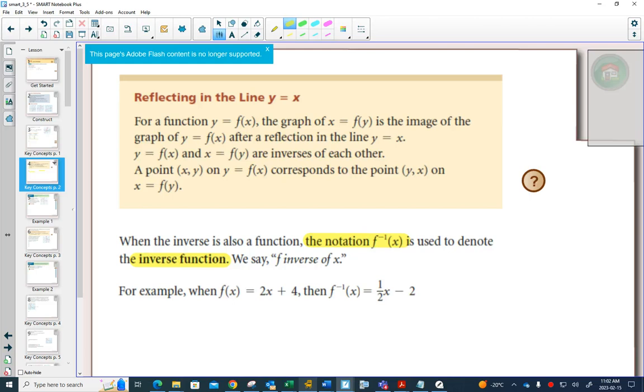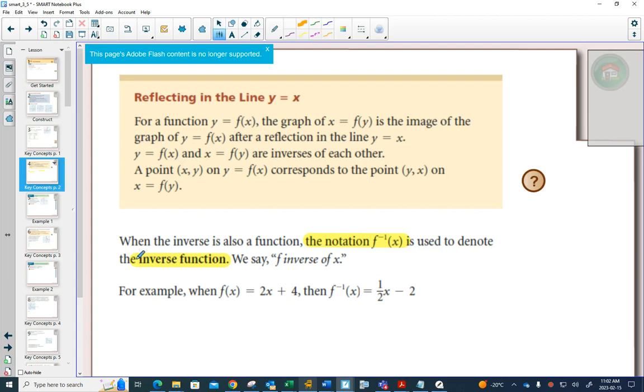Now, what we're looking at in 3.5 is the inverse function. The inverse function is what undoes the regular function. So, what's the opposite of adding 2? Well, I'd have to subtract 2 to undo what I did. Graphically, the inverse function is reflecting over the line y equals x.